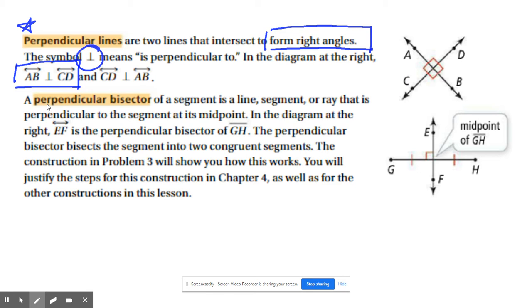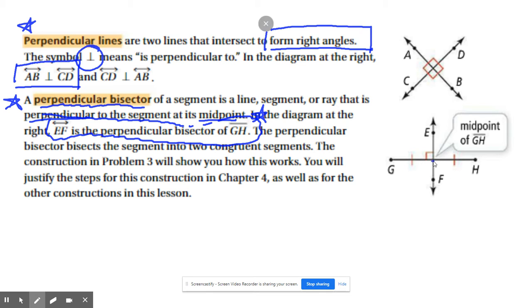Now you also have a perpendicular bisector, not as often used, but still used. A perpendicular bisector of a segment is a line, segment, or ray that is perpendicular to the segment at its midpoint. That's the definition right there. So if we look here in this picture, it is telling you that line EF is the perpendicular bisector of segment GH.